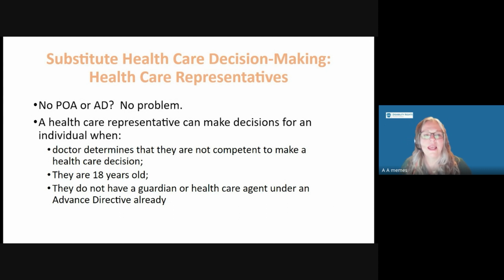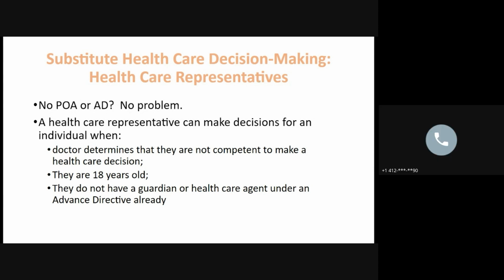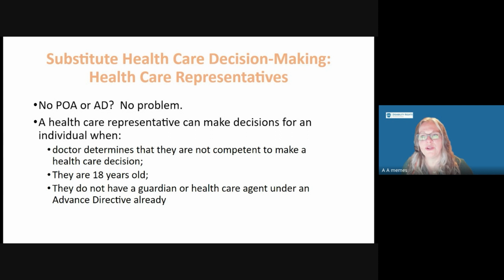There is, in Pennsylvania, another tool that is so great that you can use for decision making for people with disabilities or people who lack capacity. It is under a law that was passed in the early 2000s called Act 169, and it established what's called healthcare representatives. So a healthcare representative can make decisions for a person if a doctor determines that they're not competent to make a healthcare decision.